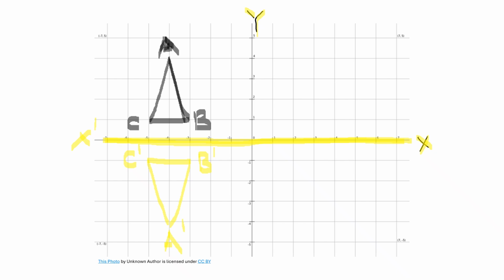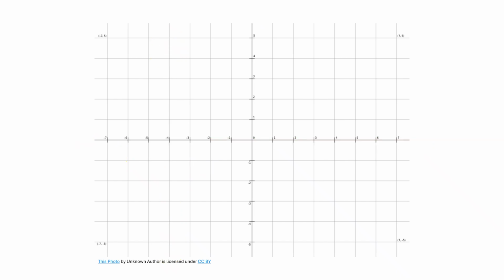So this is how you reflect across the x-axis, right? So the point at the top will be the furthest away, right? So A and A prime, the one which is closest to the mirror line will be directly opposite. So now we're going to look at reflecting across the y-axis.